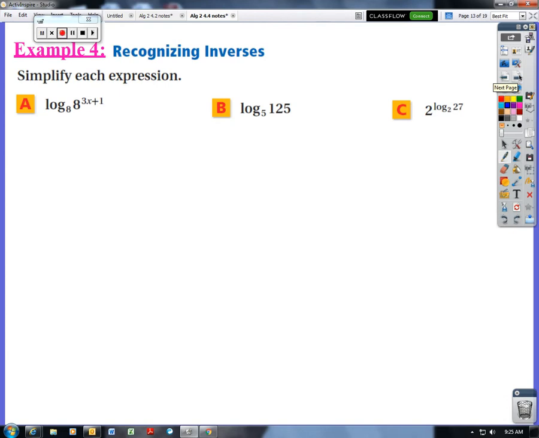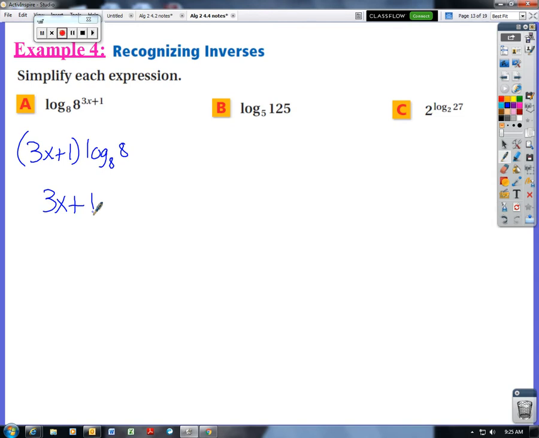And then we'll use them here on this example. So I'm going to break down that 3x plus 1 out front and put it in parentheses because I'm going to be multiplying it to log base 8 of 8. Log base 8 of 8 is 1, so 1 times 3x plus 1 is 3x plus 1.